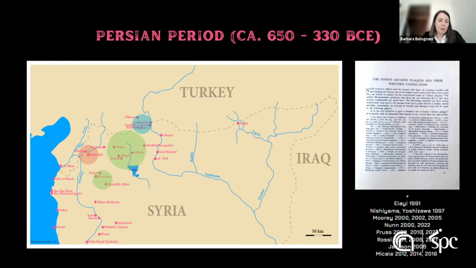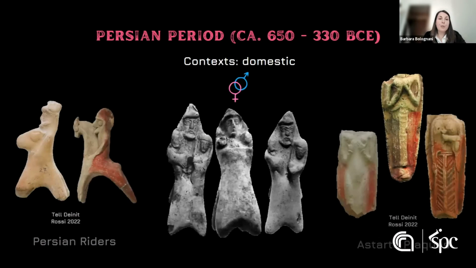What we certainly know is that in this period, the core manufacturing area was in northwestern Syria, with a production peak to be identified in the region of Aleppo. The Persian period production is mostly characterized by an almost equal presence of the so-called Persian riders and the apparent revival of the Astarte plaques.